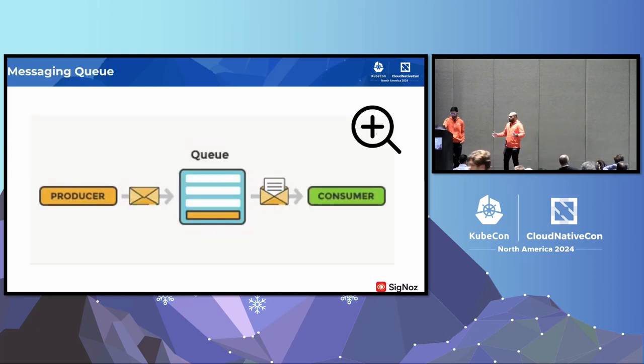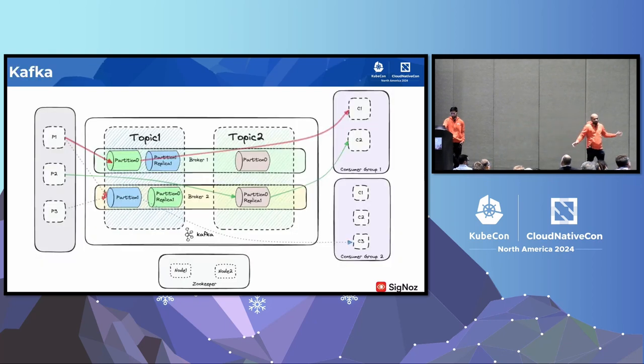Coming back to the previous architecture that I have shown with messaging queues, you see a zoom in icon with that. Let's zoom in. So this is Kafka. I am going to talk about the architecture of Kafka.